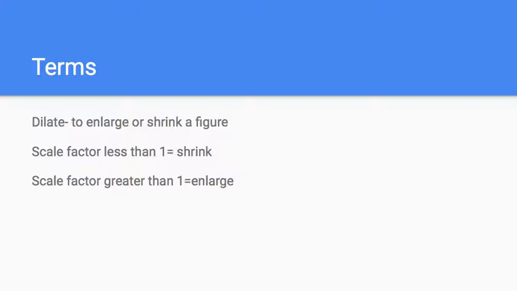So we look at scale factor, it's growing or shrinking, and it's growing or shrinking at the same rate, which means all sides are shrinking by the same scale factor or amount. But the angles are going to stay exactly the same.